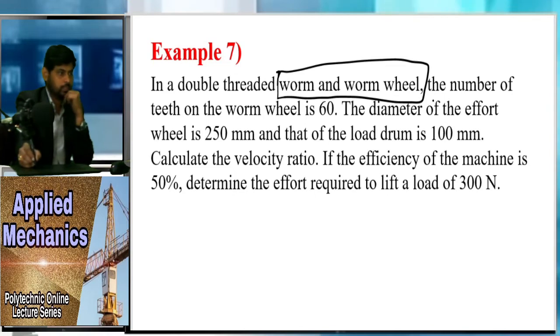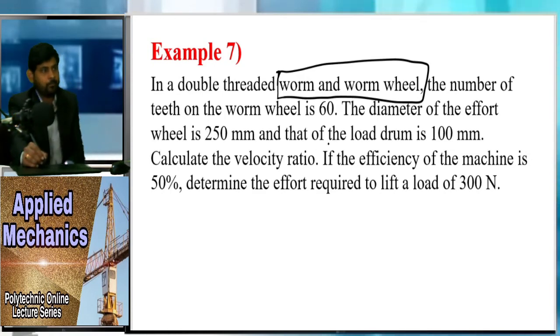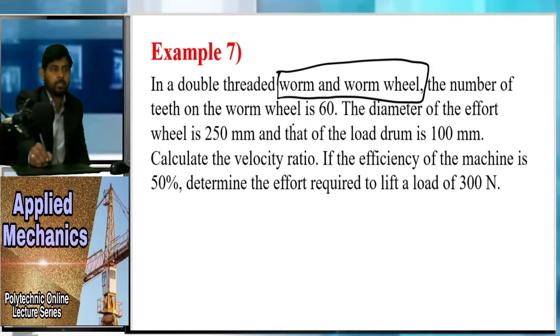Okay, so here the number of teeth on the worm wheel is 60. So number of teeth is given to us. After that, the diameter of the effort wheel. So effort wheel diameter is also given. That is the 250, and that of the load drum is 100. So diameter of load drum is also given. That is the 100. Here diameter of load drum is given.